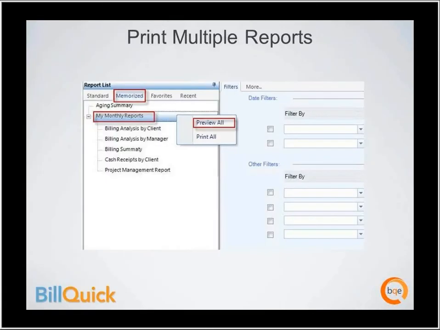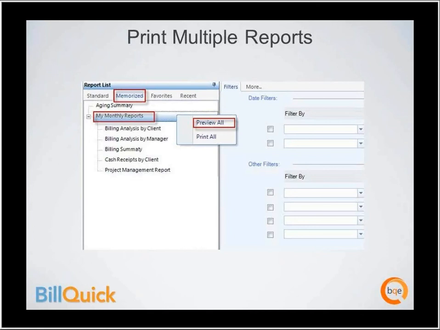Print multiple reports. This is something that I encourage all of you to do. Take the memorized report and give it a new shape. Create your weekly reports, your monthly reports, your quarterly report sections, and your yearly report sections, and put your reports in there. As an example, you can see here I have my monthly reports, and what do I print on a monthly basis? Billing analysis by clients, billing analysis by project managers, billing summary, cash receipts by client, and project management report, and I might even have aging report as part of that.